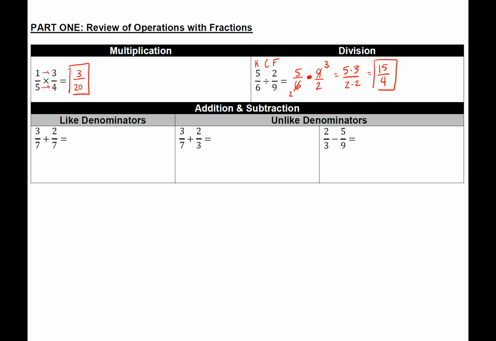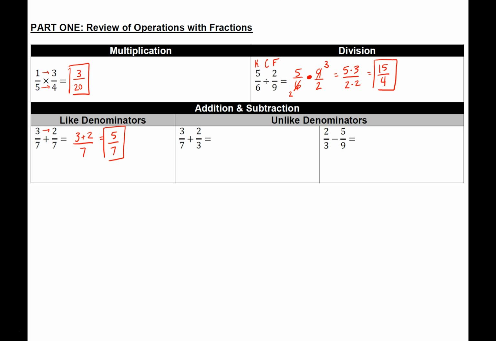All right, with adding and subtracting, the denominator matters here. So in this first one, you'll notice that the denominator is 7 in both fractions. We have a common denominator, so we are able to add across the top. We're doing 3 plus 2 in the numerator all over our common denominator. So that is 5 over 7 for our final answer.